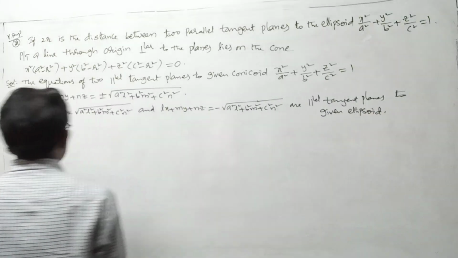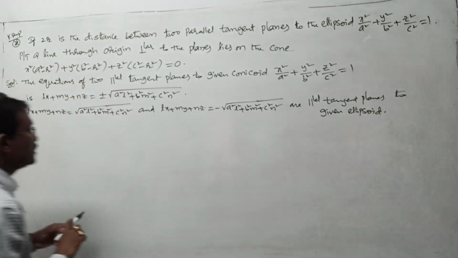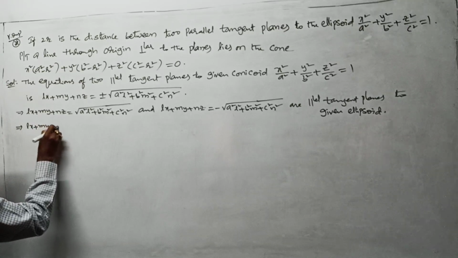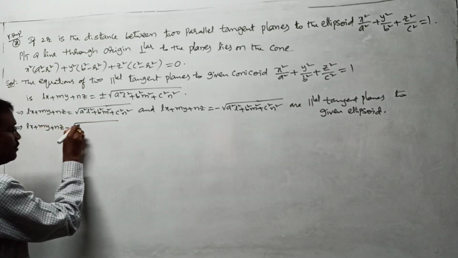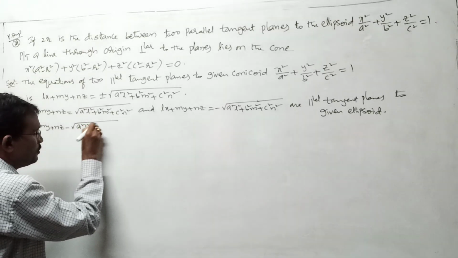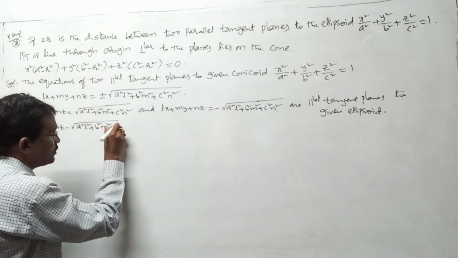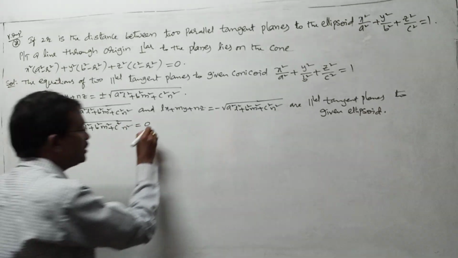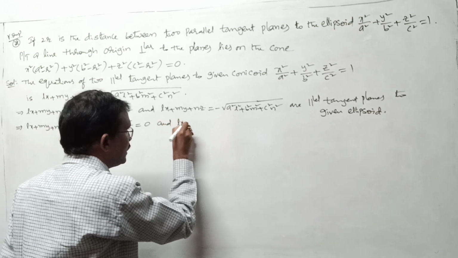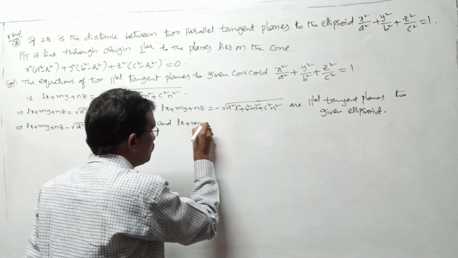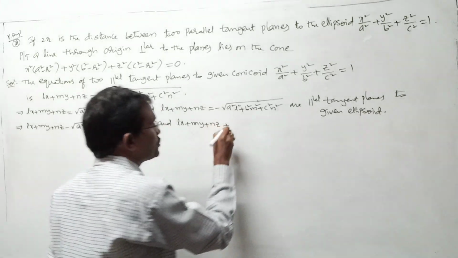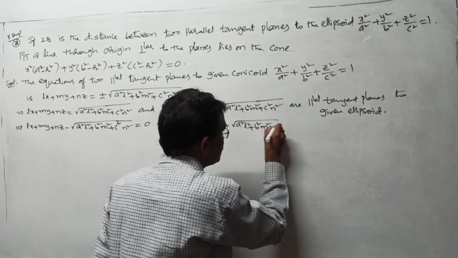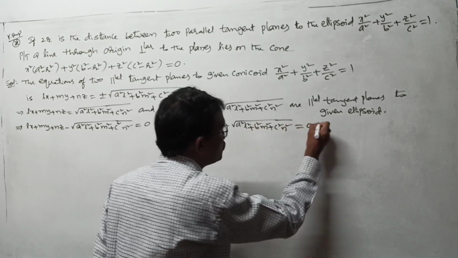In the next step, take this one to this side and this one to this side. I am writing the proper plane form: lx + my + nz − √(a²l² + b²m² + c²n²) = 0 and the other plane is lx + my + nz + √(a²l² + b²m² + c²n²) = 0.